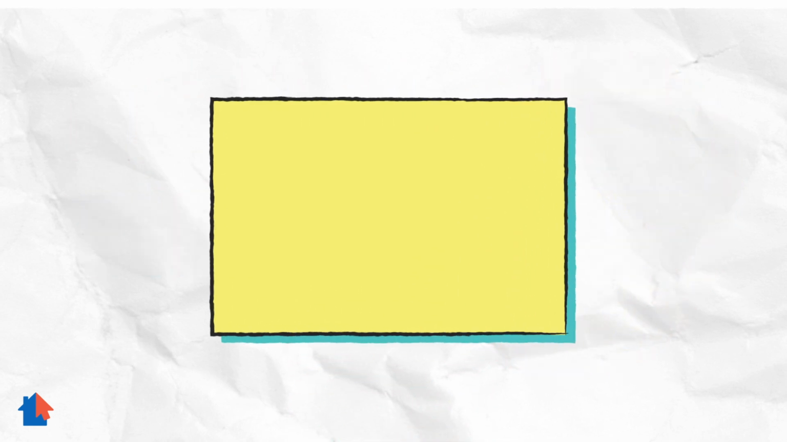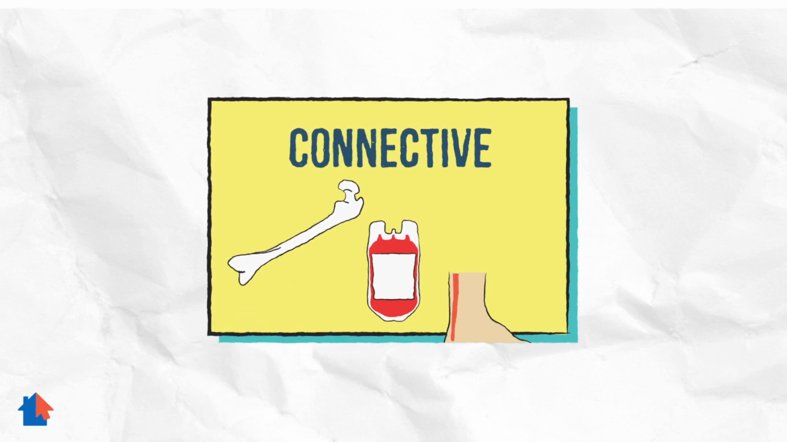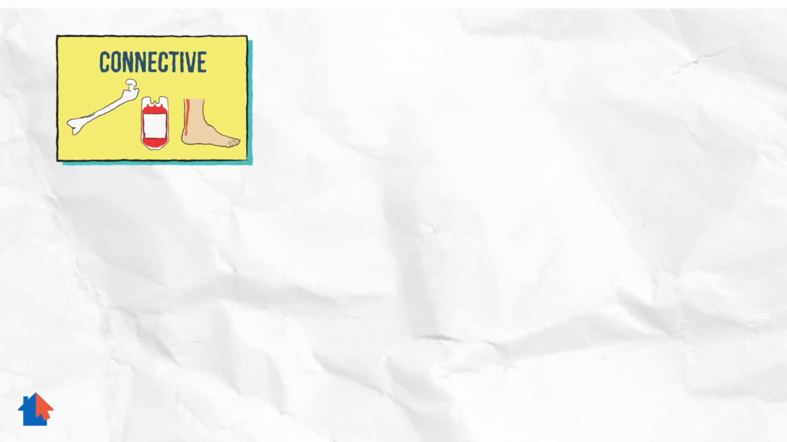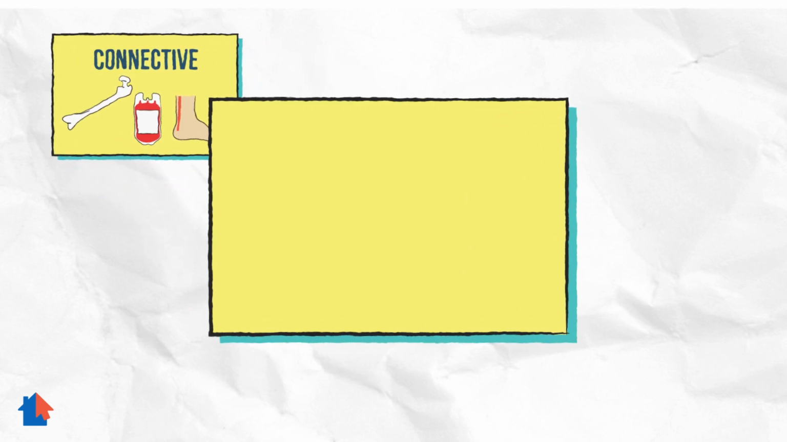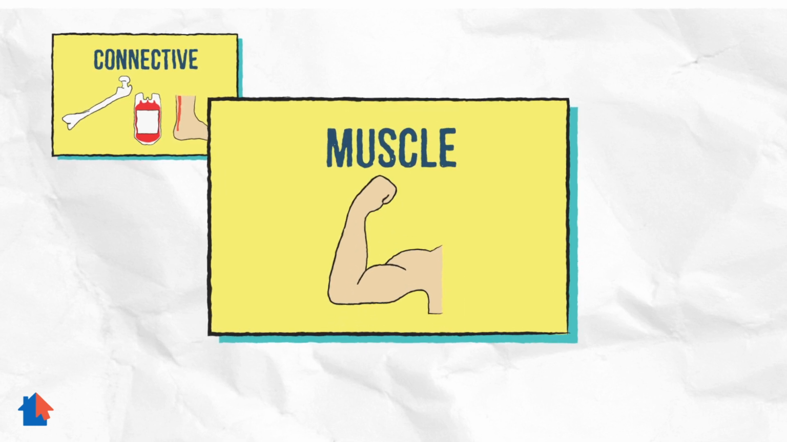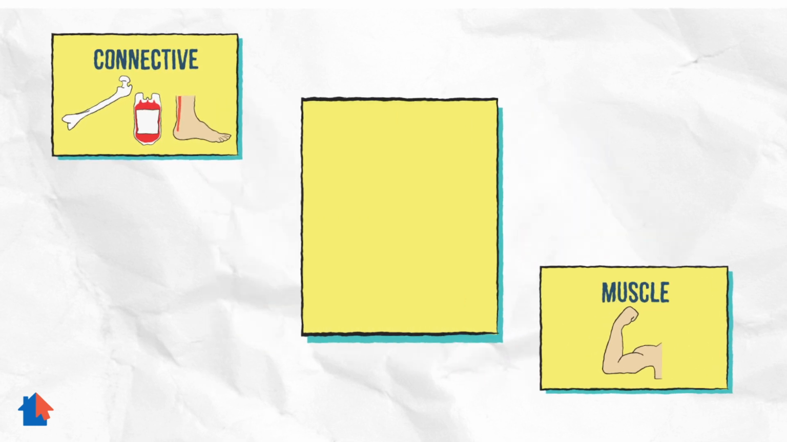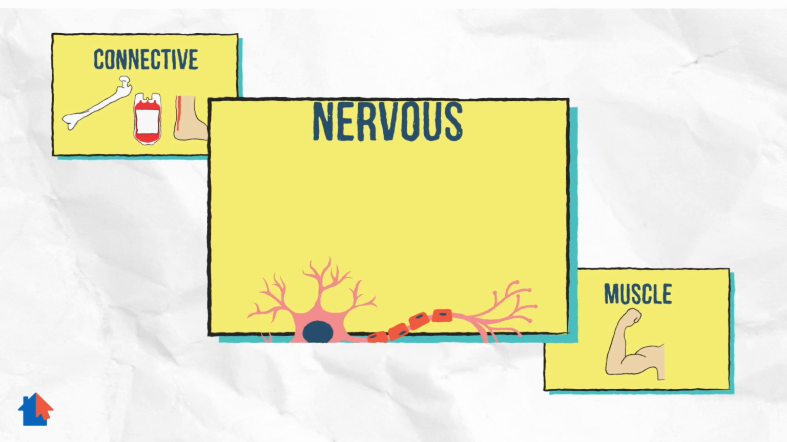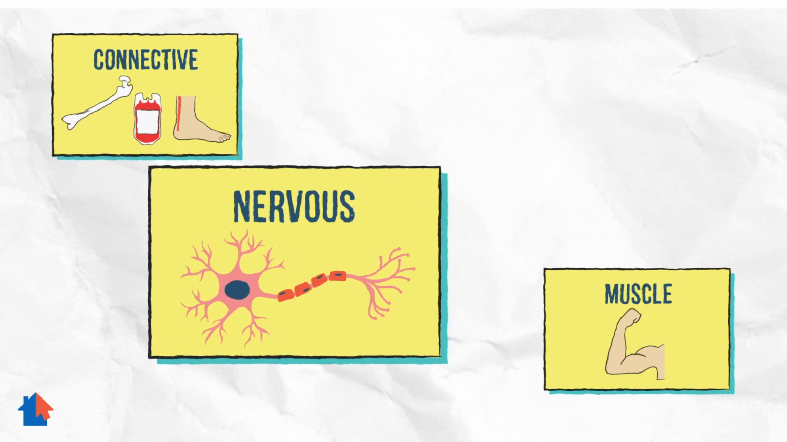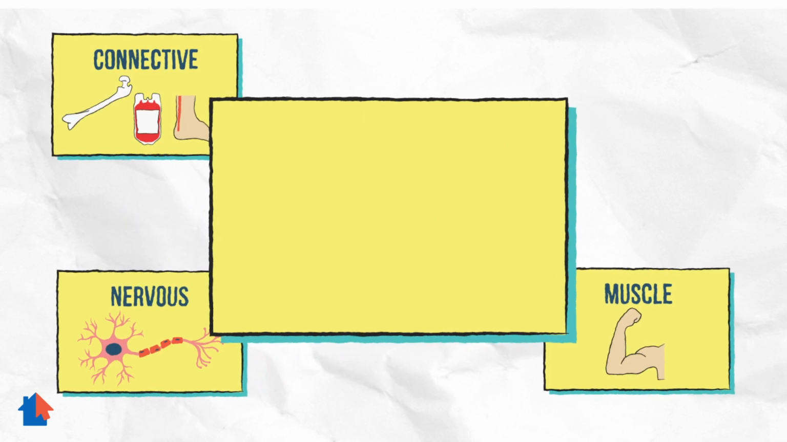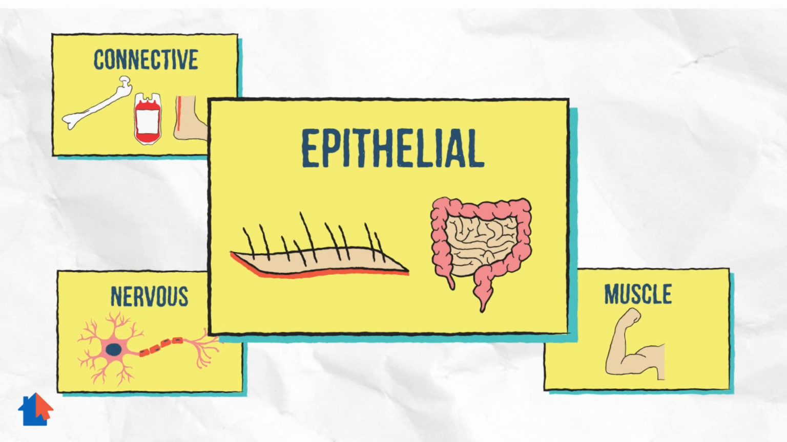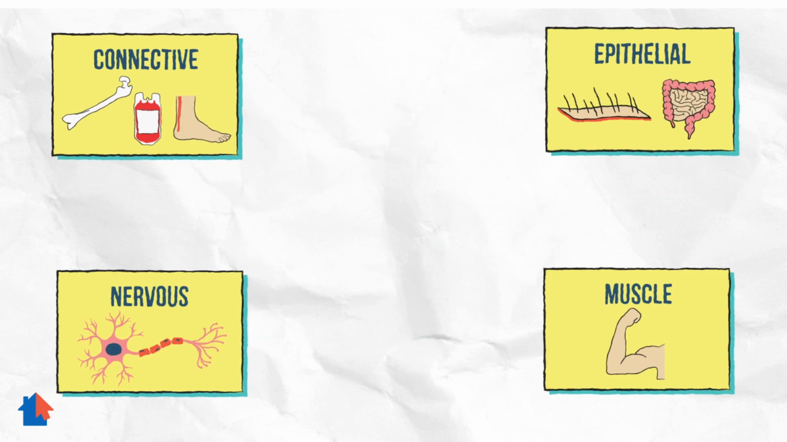1. Connective tissue makes up bones, blood, tendons, ligaments, and parts of organs. 2. Muscle tissue allows you to move your muscles. 3. Nervous tissue makes up the nervous system, which includes your brain. 4. Epithelial tissue covers organs. Your skin is epithelial tissue, and so are your intestines.